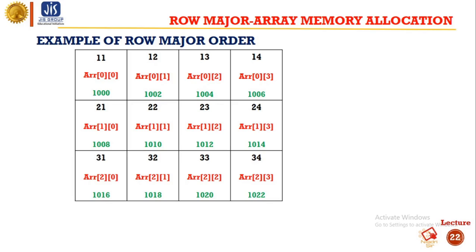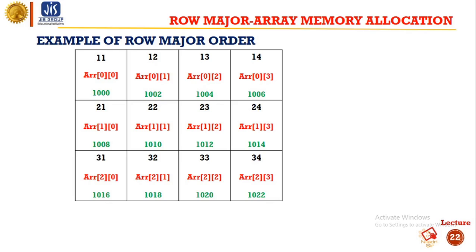Okay, next one is 1004. Next one is 1006. Okay, as you can see that all the addresses of the elements are incremented by 2. Okay, next 1008, 1010, 1012, 1014, 1016, 1018, 1020, 1022.